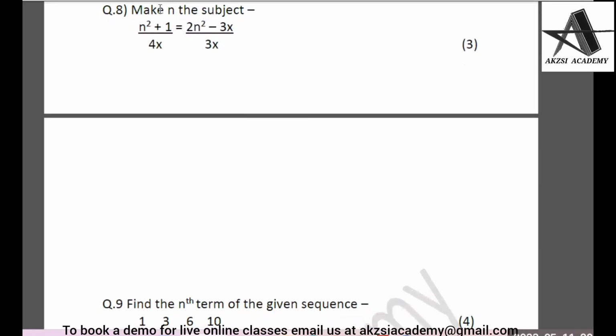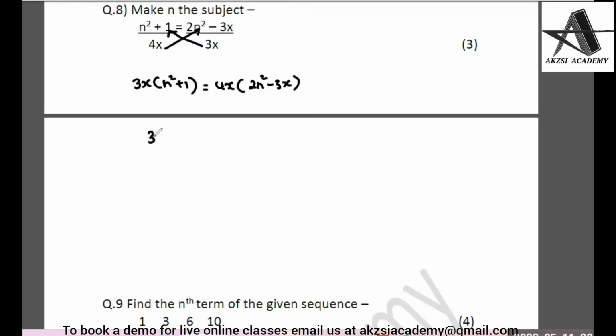Make n the subject. If you want to make n the subject, simply try to get n on one side, and the rest of the numbers or variables on the other side. First, since it's a fraction, do the cross multiplication. It will go up there, it will go up there. So 3 times n squared plus 1 is equal to 4x times 2n squared minus 3x.